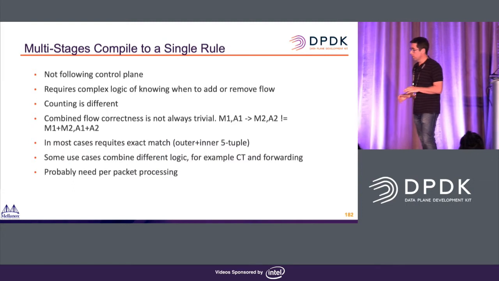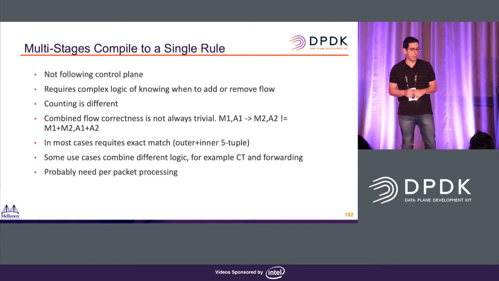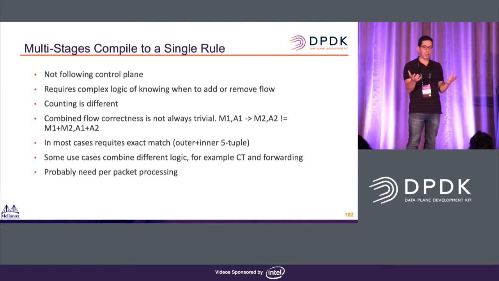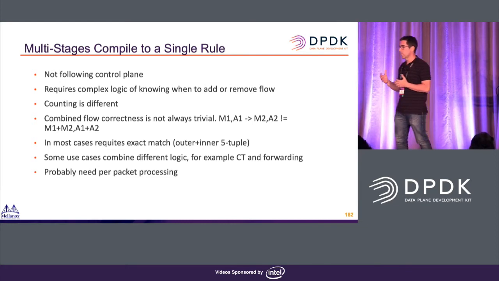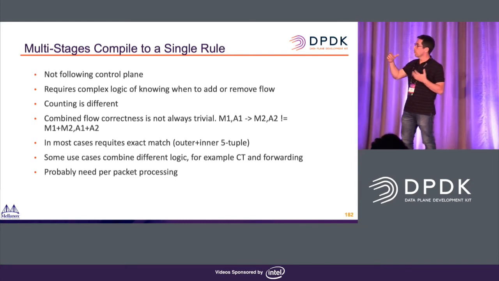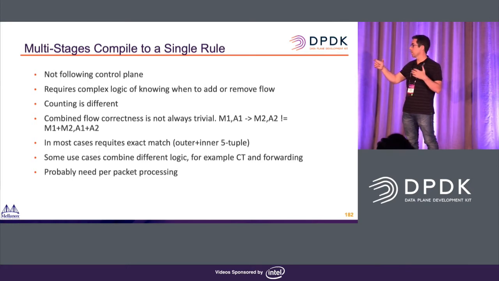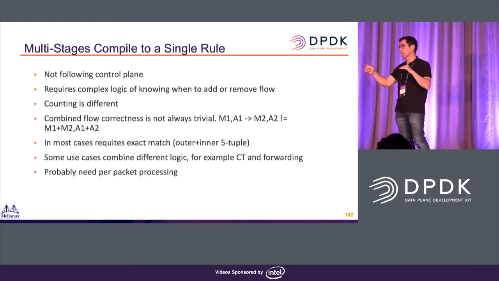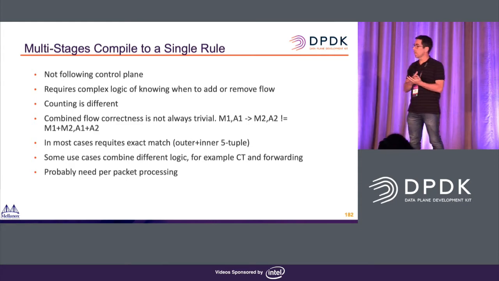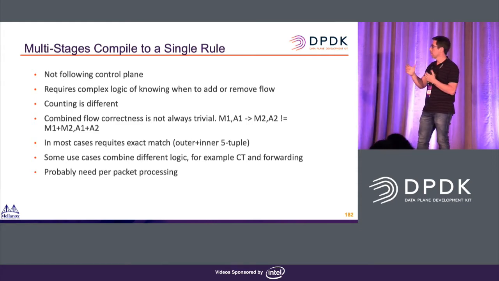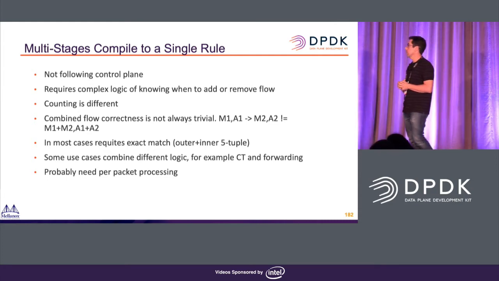This solution can be done, but it has a lot of drawbacks. It's not following the control plane. For example, in OVS, it looks very different. It requires complex logic of knowing when to add and remove flows, because if you remove one of the flows, you now have to keep track of all the flows that were generated as part of this flow. Counting is also hard: if you're doing decap on the way, you get different numbers along the way, and you have to adjust the counters.